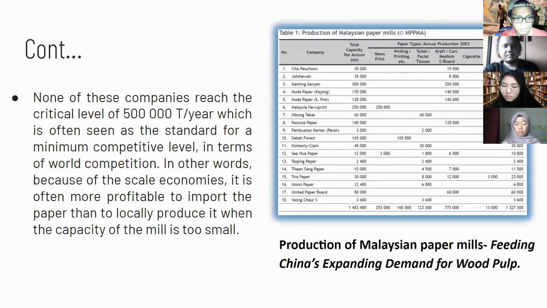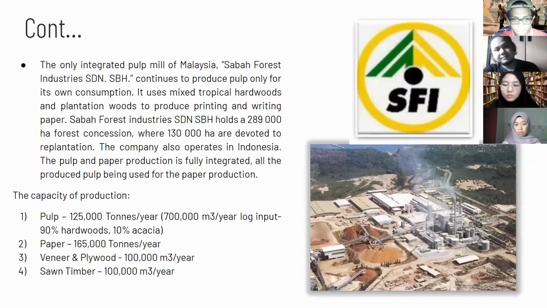None of these companies reach the critical level of 500,000 tons per year, which is often seen as the standard for a minimum competitive level. In terms of world competition, in other words, because of scale economies, it is often more profitable to import the paper than to locally produce it when the capacity of the mill is too small.